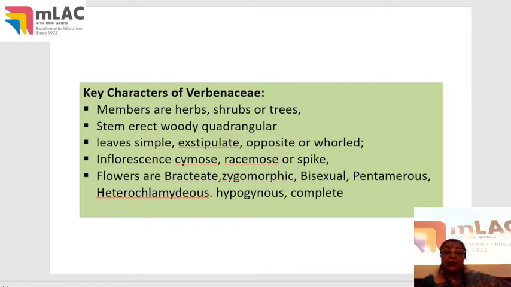Flowers are bracteate, zygomorphic, as the flowers show asymmetrical condition. Bisexual, they are hermaphrodites, both the male and the female reproductive structures are found. Pentamerous, heterochlamydeous, as calyx and corolla can be easily identified. Hypogynous with respect to the flower. When we consider the ovary is superior, then the flower is considered hypogynous, and since it has all the four whorls, it shows a complete flower.